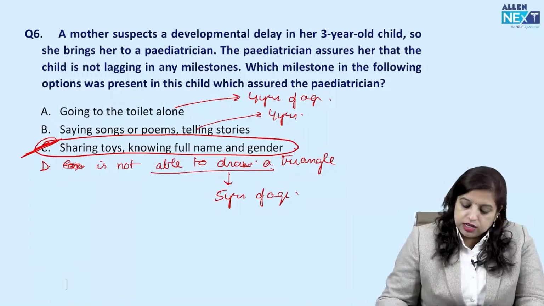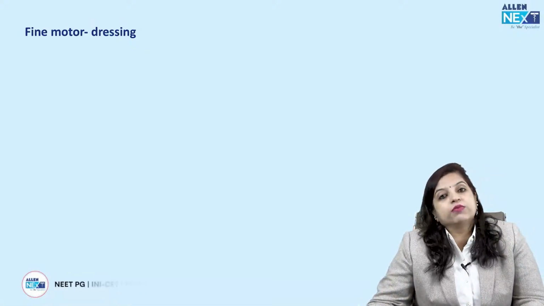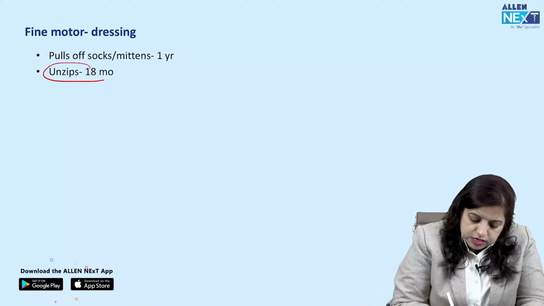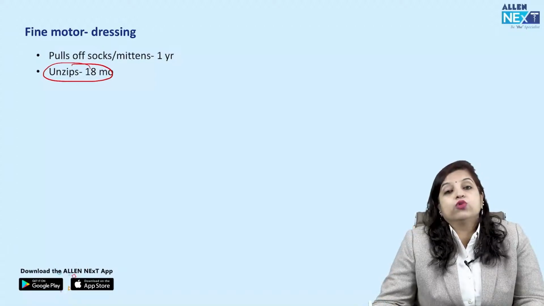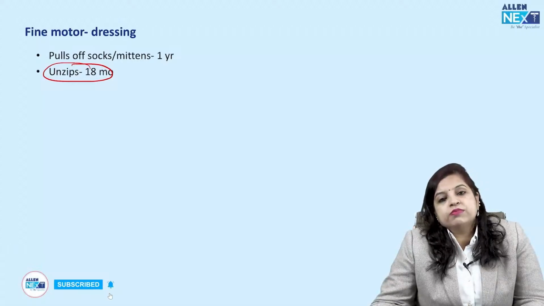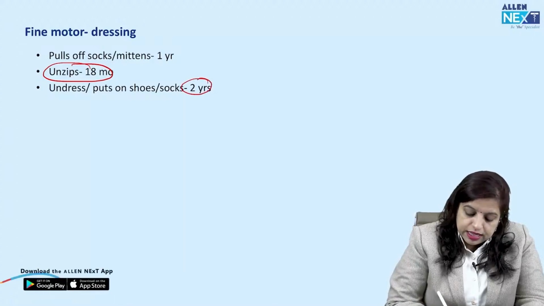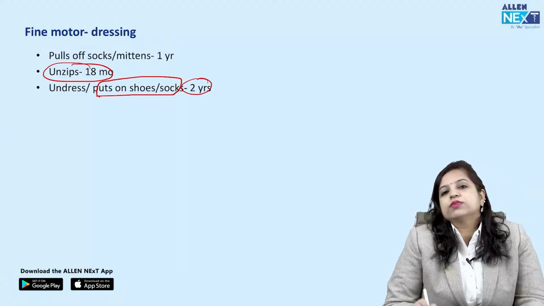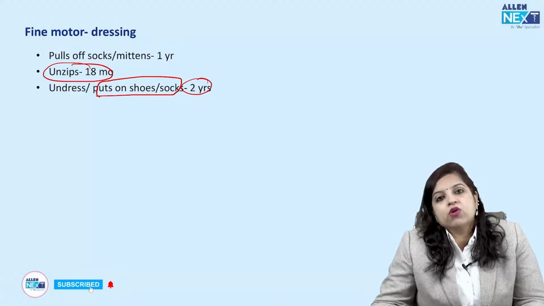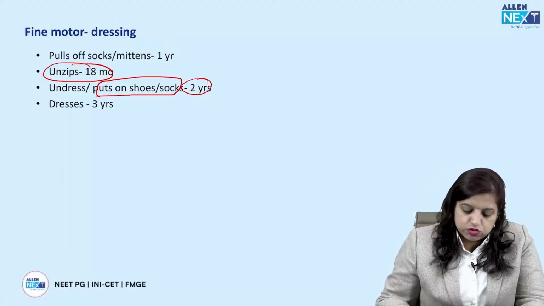Now coming to the fine motor dressing, which we should know that the child is able to pull off socks or mittens by 1 year, unzips by 18 months. Always remember, the child would first learn to undress, unzip, and then zip himself up or dress himself up. So undressing comes by 2 years, and then putting on shoes and socks comes at 2 years. So he was able to take off his socks or mittens at 1 year, but putting on comes at 2 years.